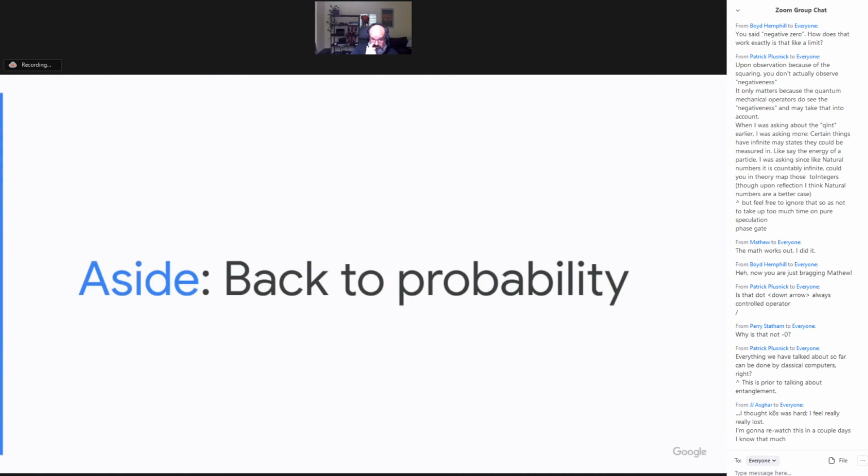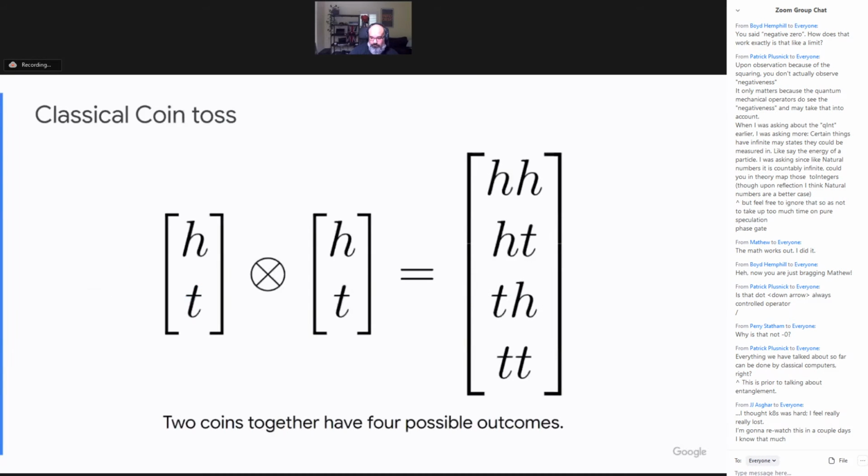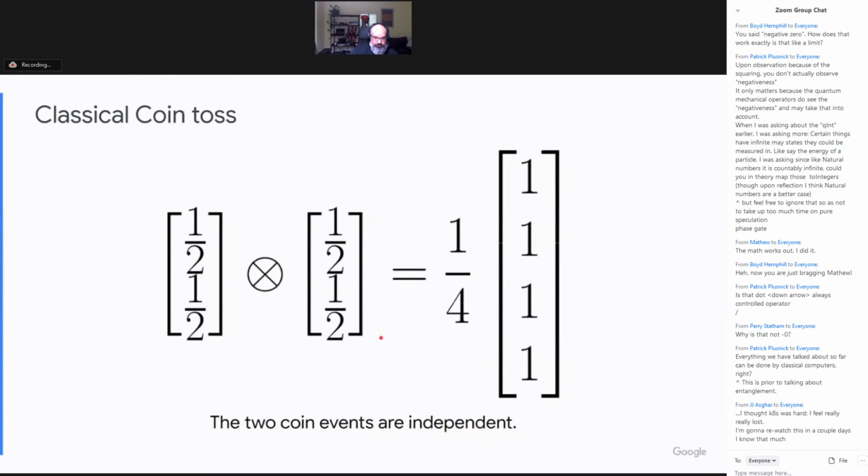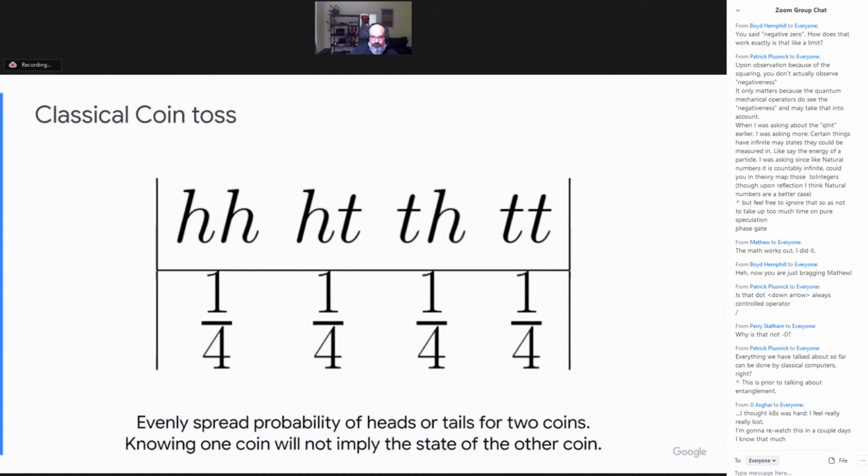What do we mean about this independence? Let's one more time look at the coins. So I'm tensoring 2 coins together, and they have 4 possible outcomes. We all know that coins are independent. When I flip the first one, it doesn't tell you anything about what the second one will be. That's the tensoring, that's the independence. The probability is evenly split up over all of them.